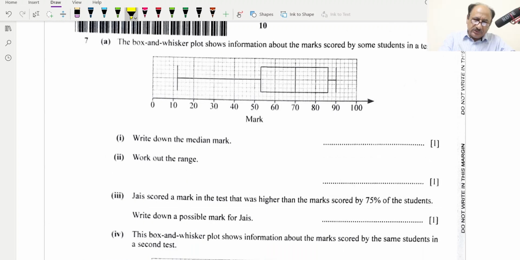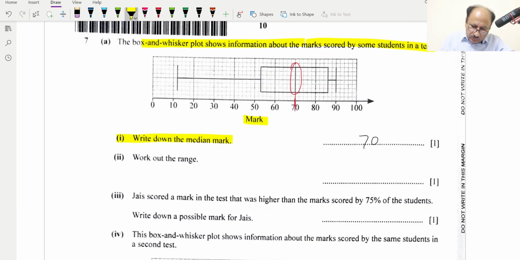Question number 7. The box and whisker plot shows information about the marks scored by some students in a test. These are the details of the marks. Part 1: write down the median mark. So the median will be this middle line, so it will be 70. We can write the answer as 70 over here.